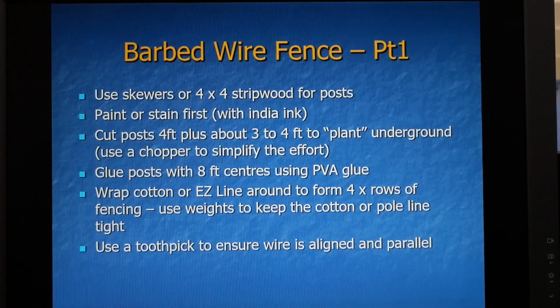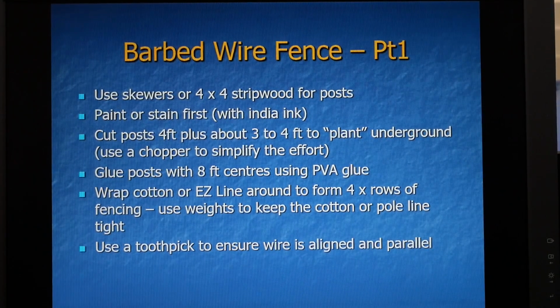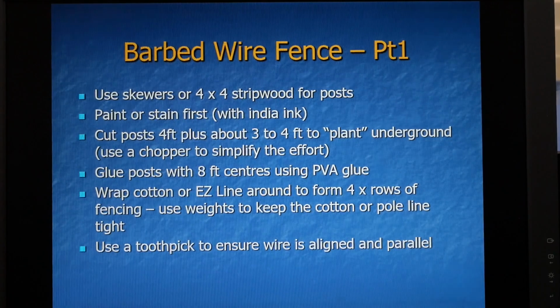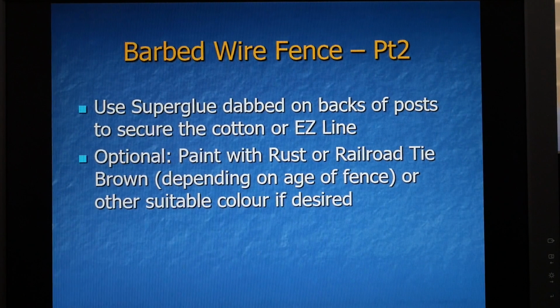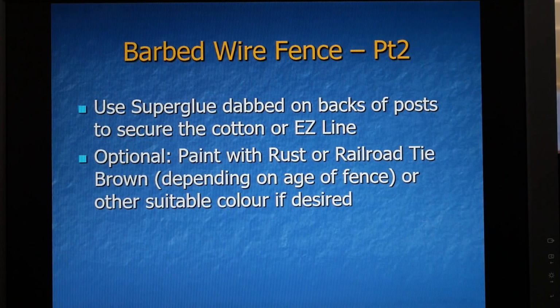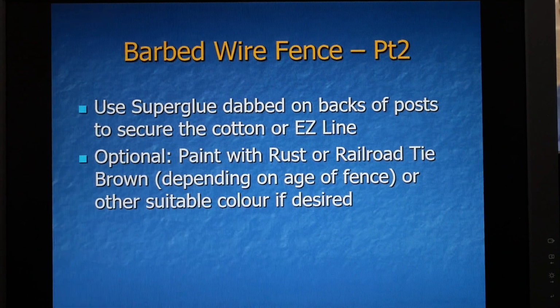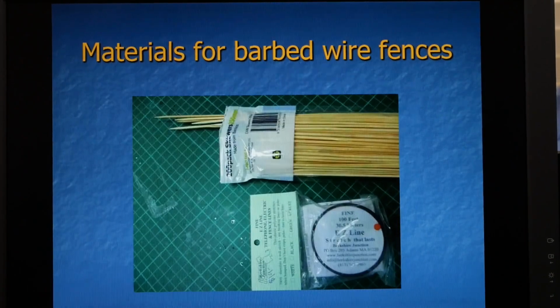Once I've got all the fence strung across, I then align the wires, dragging them up or down slightly on each post with a toothpick. Once all the wires are aligned and parallel, I then use a dab of super glue running down the back of the post, where it can't be seen, to secure the cotton or the easy line. And then, if I need to, I paint with rust or railroad tie brown, depending upon the age of the fence, to give the cotton a suitable dark colour.